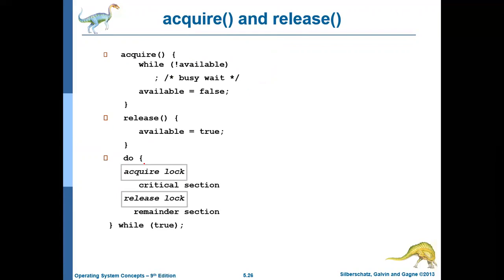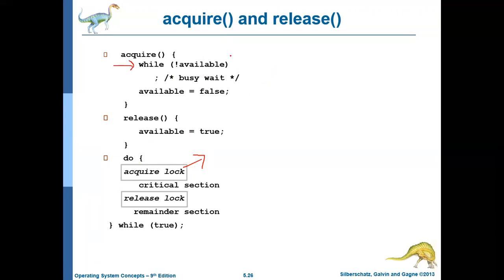Before entering the critical section, the particular process first executes acquire lock. If the lock is available, it will get the lock. Otherwise, it will keep on waiting through a spin lock until it gets it. Spin lock is nothing but a loop. This is called a spin lock or busy waiting.